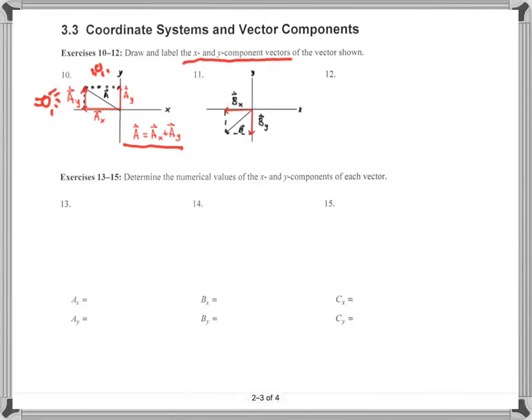The arrow representing the Bx component vector points to the left. This is going to have a consequence in terms of the x and y components being negative for this vector. We'll do more of that in a minute.